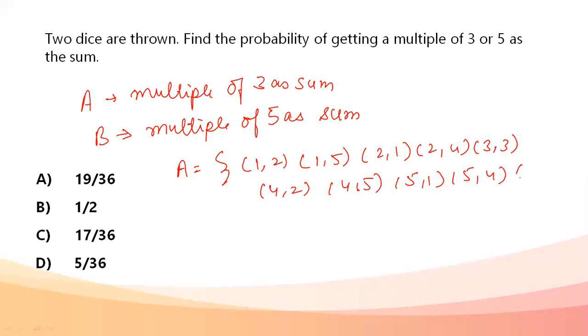5 4, 6 3, and 6 6. These are the cases that are possible. Total number of possible cases is 12. If I talk about B, what can be B?